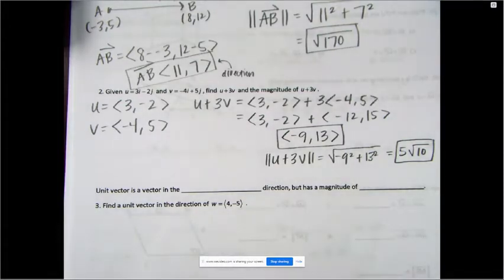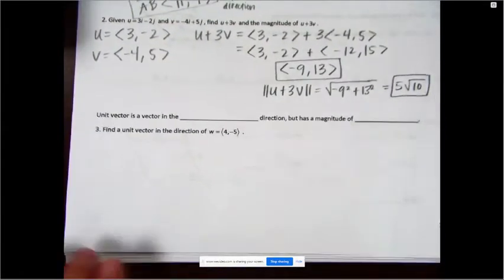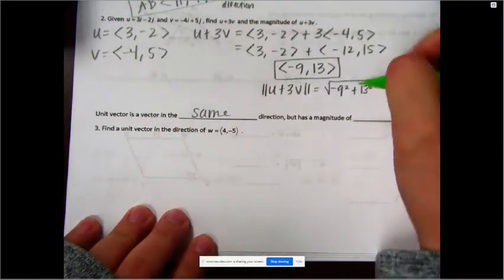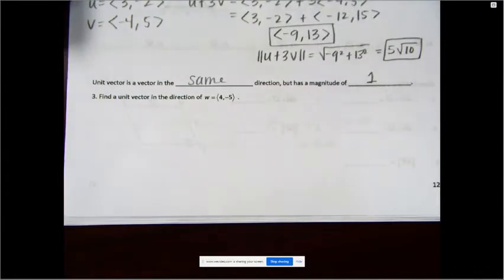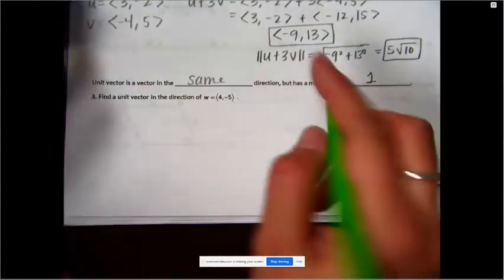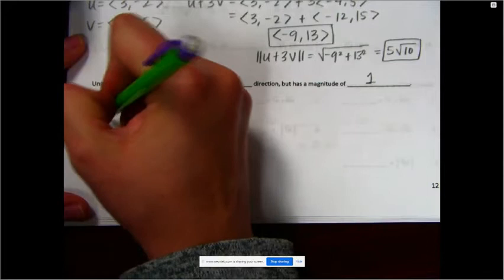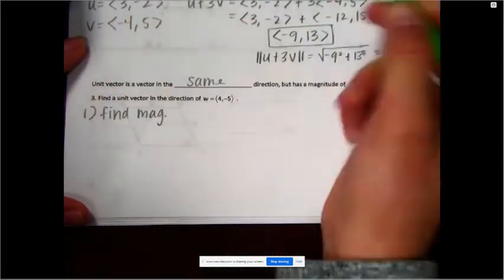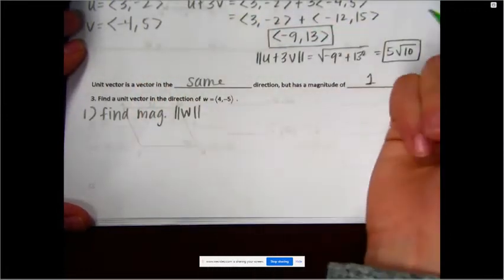There's another vector that is called the unit vector. The unit vector is a vector in the same direction, but has a magnitude of 1. Okay, there are 2.5 steps to this process. So if you have a vector w, step 1 is to find the magnitude, because we need to figure out what the magnitude is so that we can make it 1. If it's already 1, then we're done.